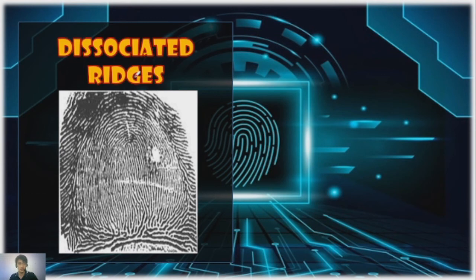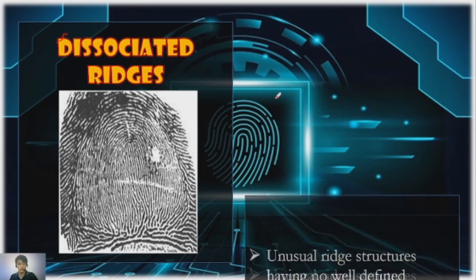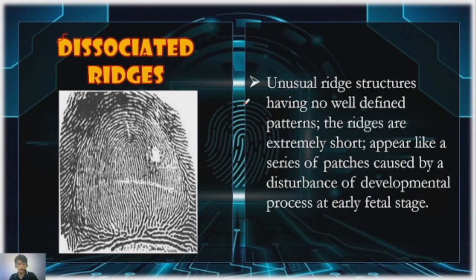And next are the dissociated ridges. These dissociated ridges are ridge structures having no well-defined patterns. As you can see here, we cannot say if it is a loop, or a whorl, or an arch. There is no well-defined pattern that we can see in here, and this is an unusual structure.